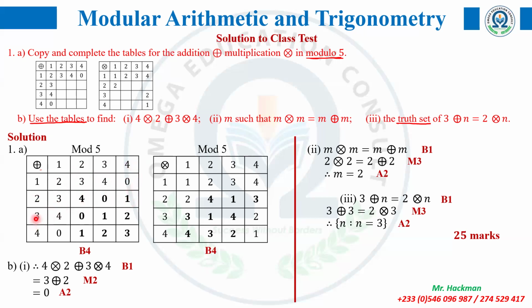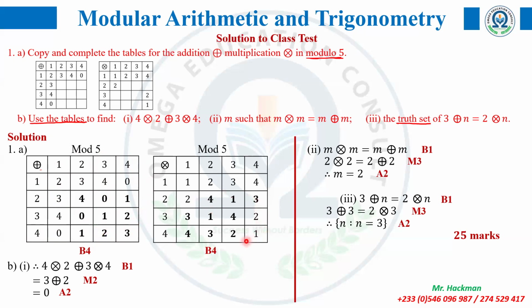Then 3 plus 2 also gives us 5. 5 mod 5 is 0. Then 3 plus 3 is 6, mod 5 is 1. 3 plus 4 is 7, mod 5 is 2. 4 plus 2 is 6, mod 5 is 1. 4 plus 3 is 7, mod 5 is 2. 4 plus 4 is 8, mod 5 is 3. So that is how the table values here were arrived at.